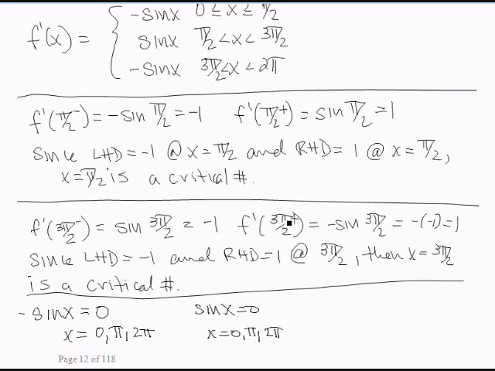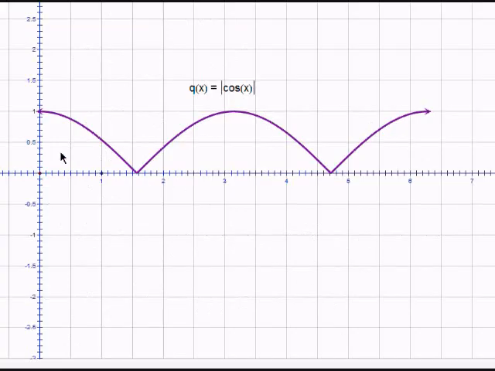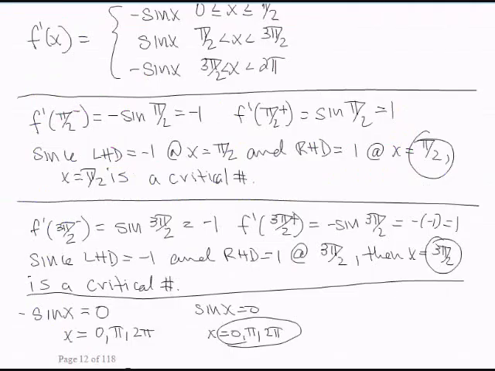So therefore, our critical values are going to be these three numbers here, as well as pi over 2 and 3 pi over 2, which can be shown by the graph because there's horizontal tangents at 0, pi, and 2 pi, and it's not differentiable at pi over 2 and 3 pi over 2. Okay, sorry that got broken up, but hopefully you can figure out that these two videos go together.